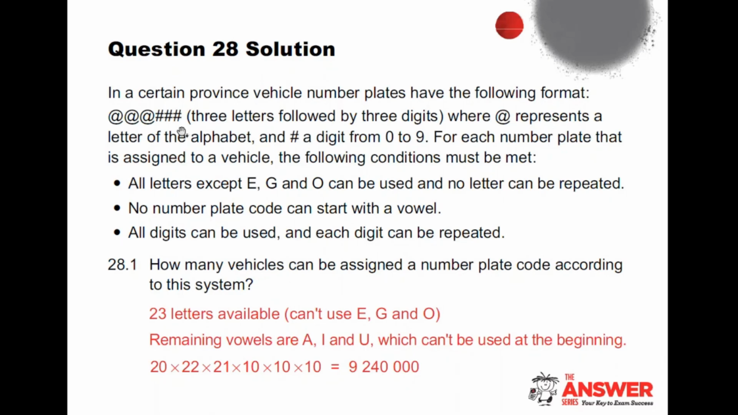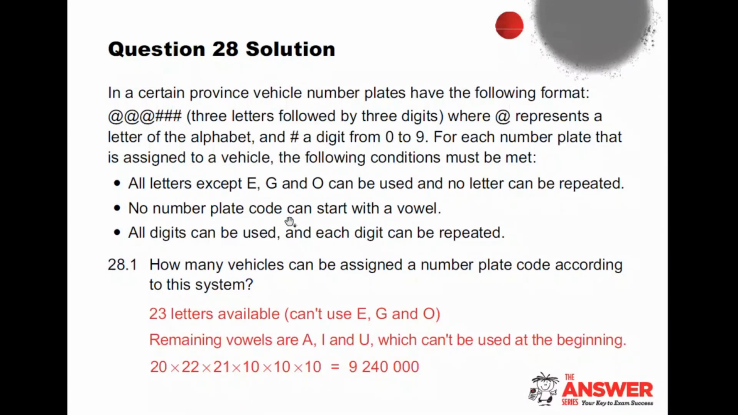Right, there are 6 slots. The last bits are easy. I can use all digits and each digit can be repeated. So the last bit is easy, 10, 10, 10. And I actually tend to start with that because I think, okay, I don't need to worry about that. Now, I've got 26 letters in an alphabet. I cannot use these 3, which means there are only 23 letters available to me.